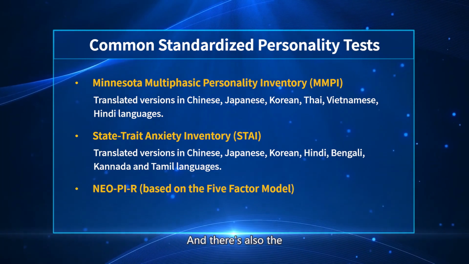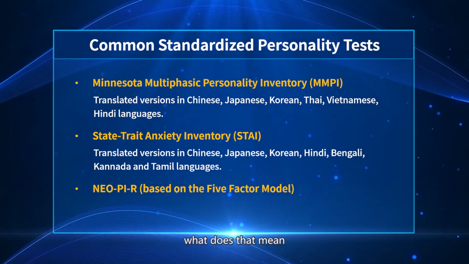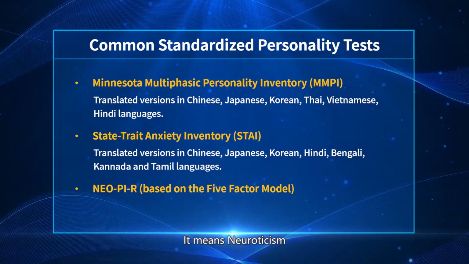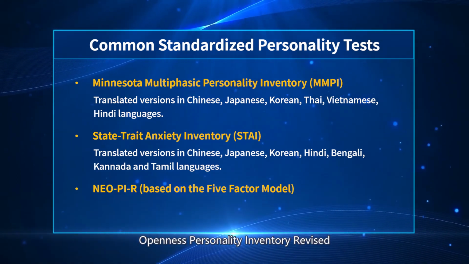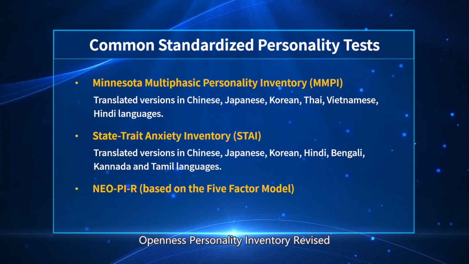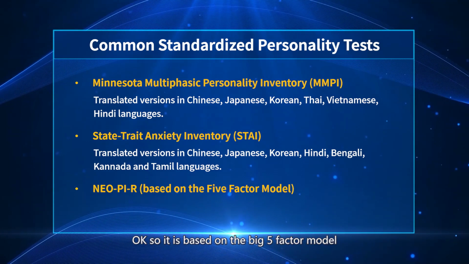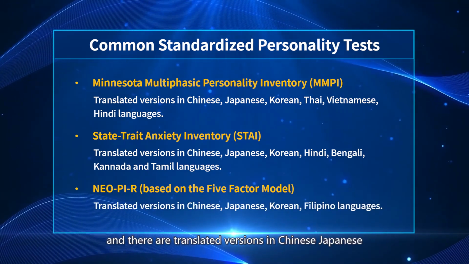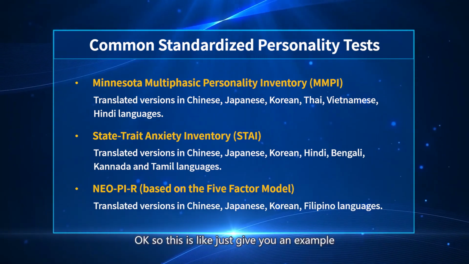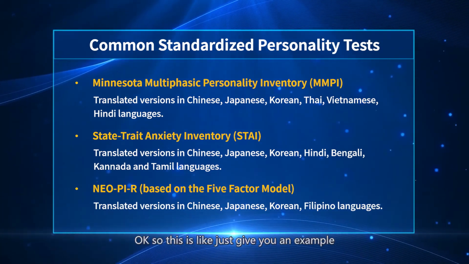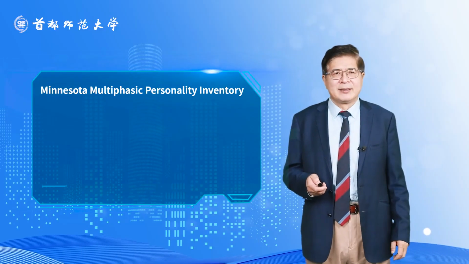And there's also the NEO-PI-R. What does it mean? It means Neuroticism, Extroversion, Openness Personality Inventory, Revised. It is based on the Big Five factor model, and there are translated versions in Chinese, Japanese, Korean, and Filipino languages. This is just to give you an example. I want to talk a bit more about the MMPI.